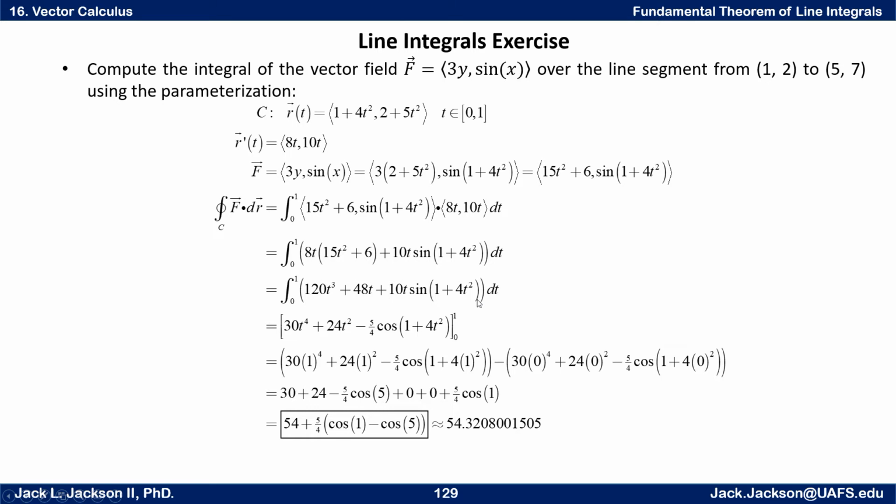We let u be 1 plus 4t squared. du is 8t dt. So you take the 8, the t, and the dt together, put a 1 over 8 to balance. 10 over 8 reduces to 5/4. Then you've got the integral of sine of u. The antiderivative is negative cosine of u. Evaluate from 0 to 1. You can see the details worked out there. This is 30 t to the 4th plus 24 t squared minus 5/4 cosine of 5. These two terms are 0 at the lower limit. And that's 5/4 cosine of 1.